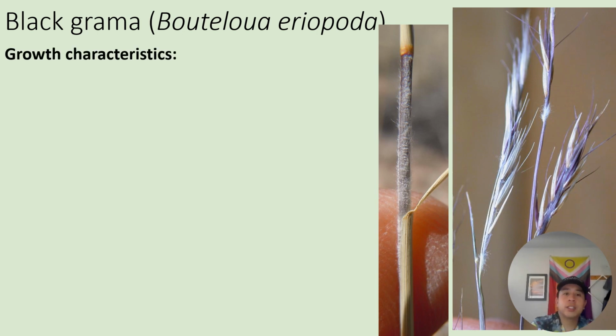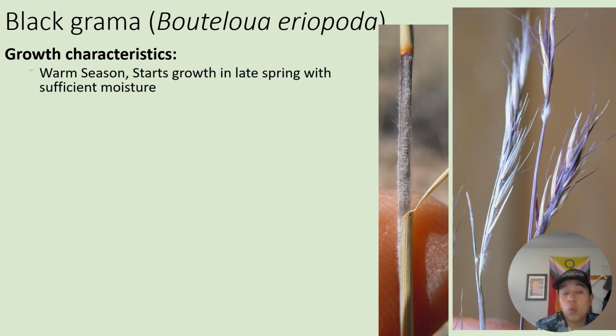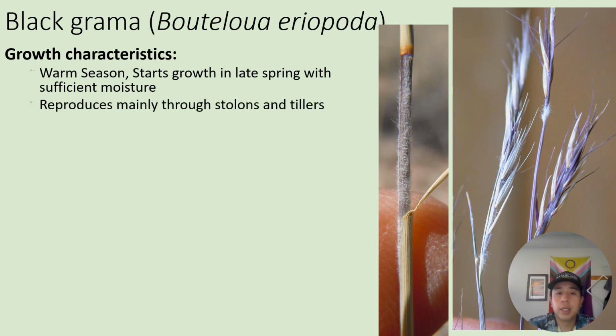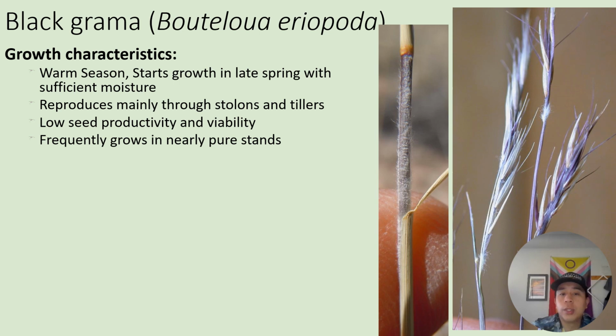So in terms of its growth characteristics, black grama, or Bouteloua eriopoda, is a warm season plant and it grows in the late spring when there's sufficient moisture. Otherwise, it might grow a little bit later in the summer. And it reproduces mainly through stolons and tillers and can sometimes be rhizomatous. It has really low seed productivity and viability. And so oftentimes it produces more asexually compared to the traditional sexual reproduction sense. It typically grows in frequent pure stands, likely because it's spreading asexually from the stolons. And it is not grazing tolerant, which is something important for you to remember.